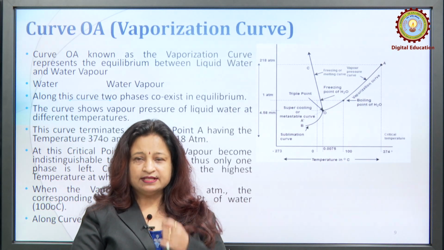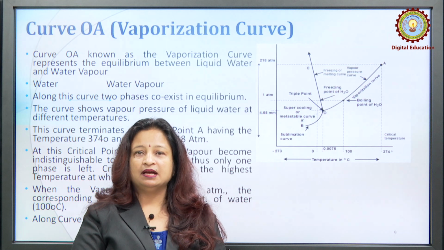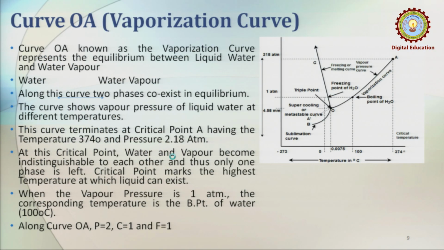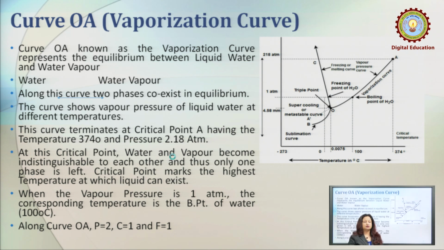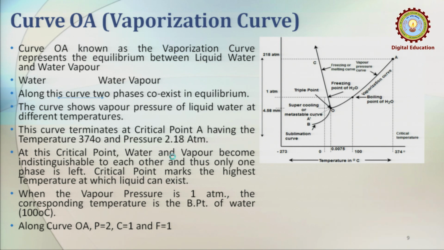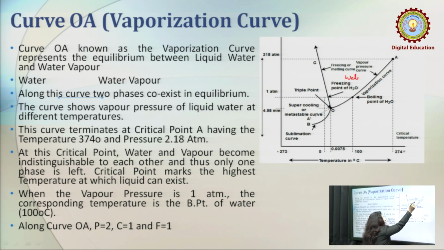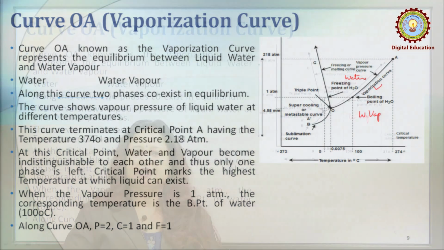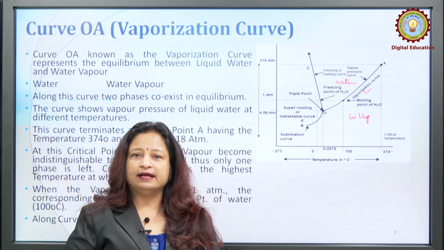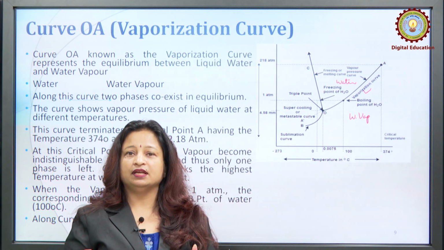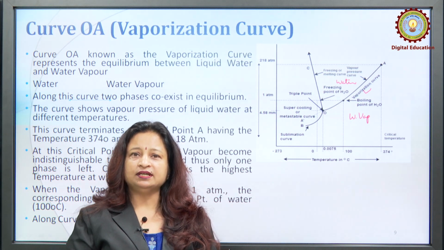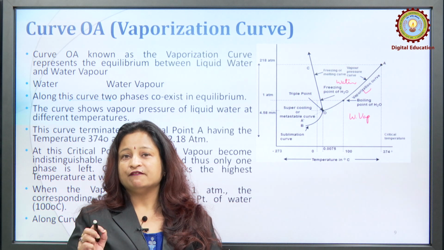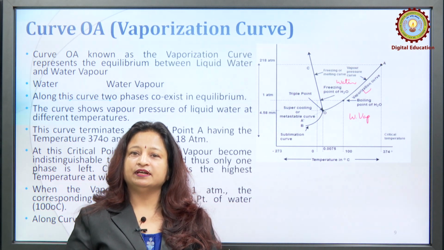So let us come to the first curve, which is OA. As you can see, it represents the equilibrium between water and water vapor, right. This is the curve OA. It represents the equilibrium between water and water vapor, and that is why it is known as the vaporization curve. Water is in equilibrium with water vapor. Along this curve 2 phases coexist in equilibrium. What are these 2 phases? Water and water vapor. And this curve shows the vapor pressure of liquid water at different temperatures.